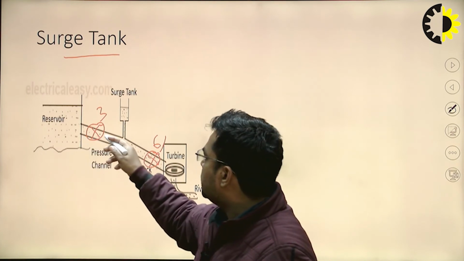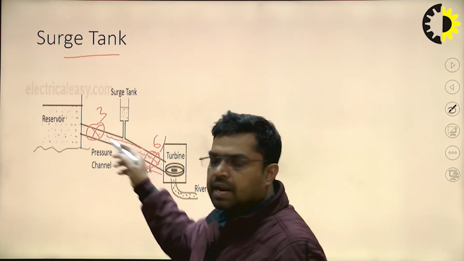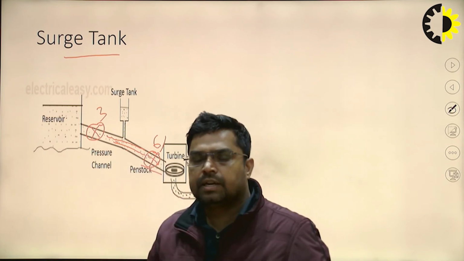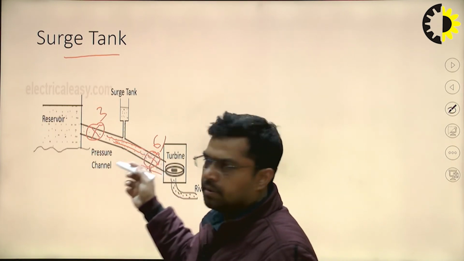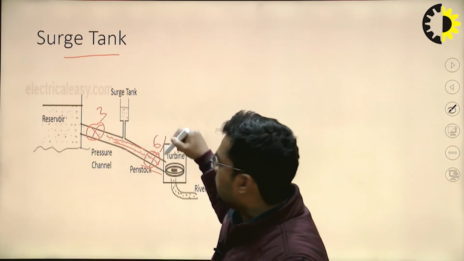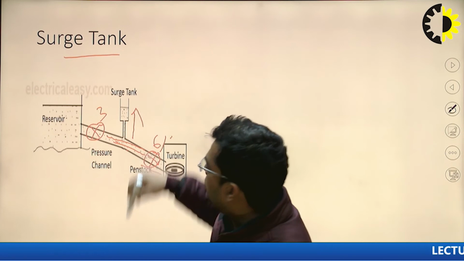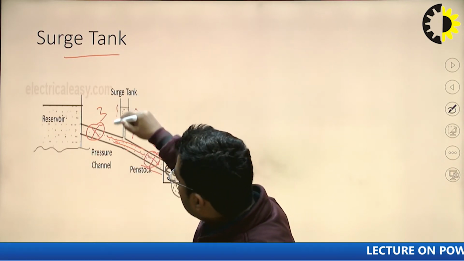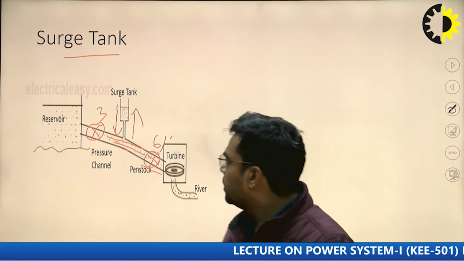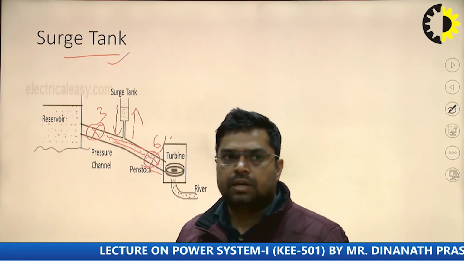So sometimes in the pipe, or you can say in the penstock, water hammering occurs, meaning the pressure inside the penstock will increase, or sometimes a vacuum will be created. So this surge tank will be installed between number 3 and 6, and through the surge tank some water will flow outside, and according to requirement the water will flow inside the tube. So this is the main function, to control the hammering and the vacuum. That is why we make a surge tank.